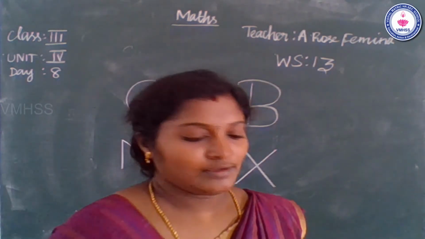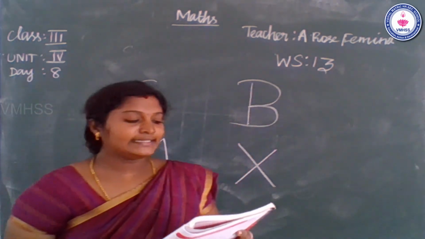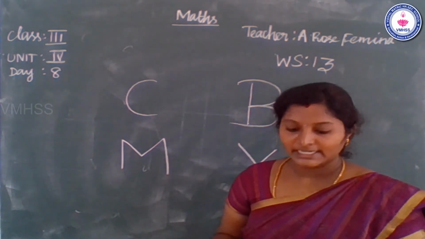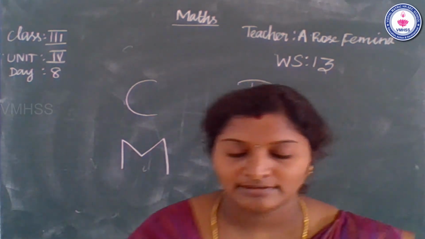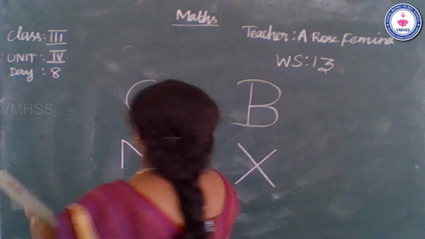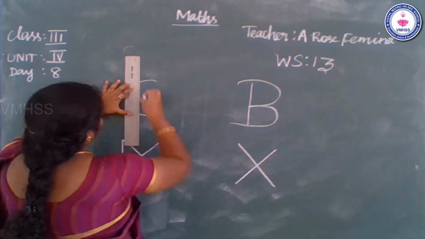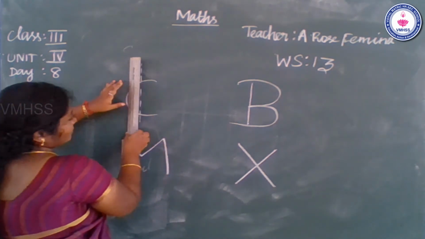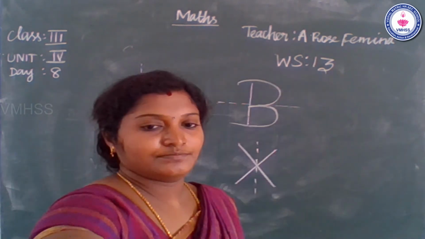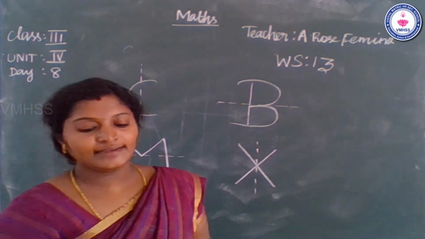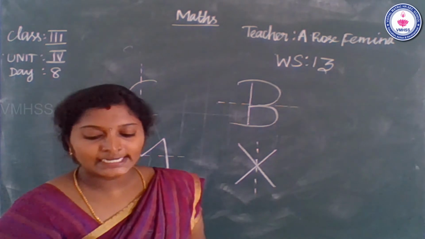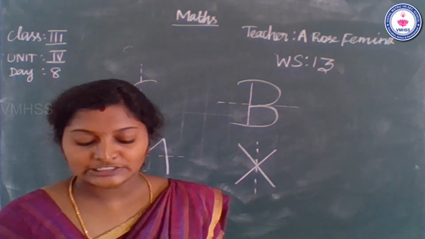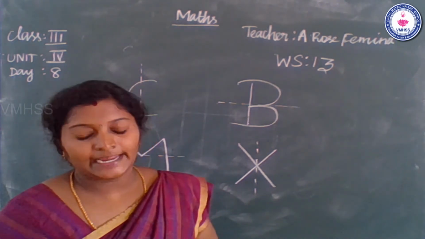Listen. So what is the question? Tell whether the dotted line on each letter represents a line of symmetry. The dotted line is already there. Take a ruler. Students, listen. Tell whether the dotted line on each letter or object represents a line of symmetry. So this is the correct line of symmetry.